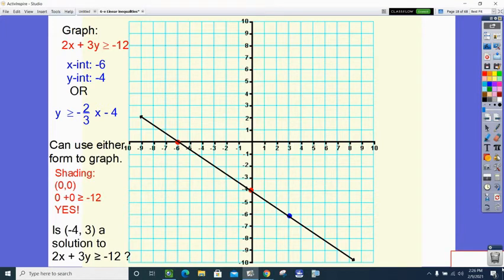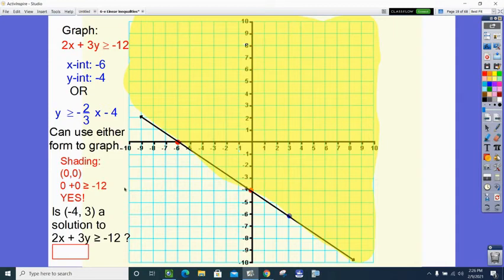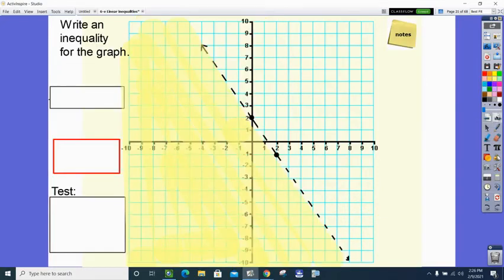0 plus 0 is 0. So 0, is it greater than -12? It is, yes. So I'm going to shade where 0, 0 is. And now I'm going to answer the question, is -4, 3 a solution? And you can see pretty easily there that it is. So that's how we solve a linear inequality.